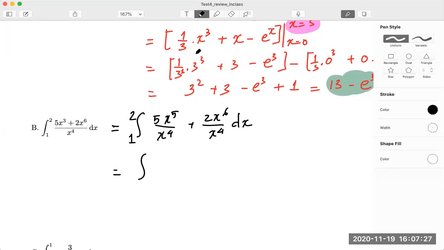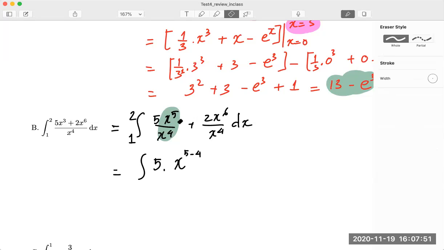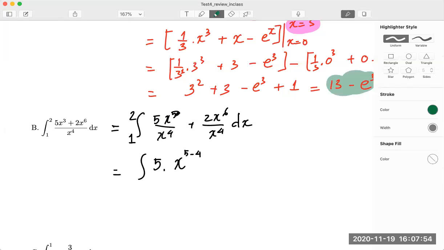What do we have here? x to the 5 minus 4, right? So it'll just be 5x. Yeah, the power rule. You see, they have the same base, so we just sum the power up. The power 4 here is in the denominator, so it should be negative 4. Okay? And here the same story.